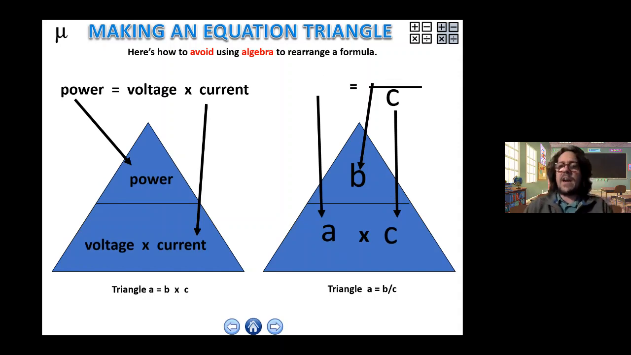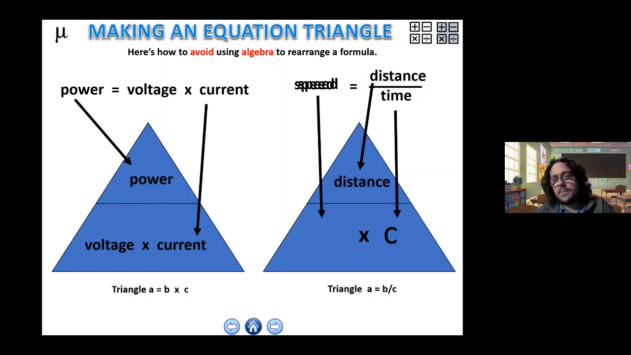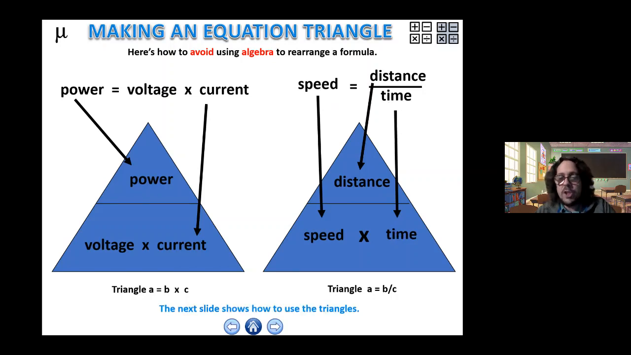So this is an example that you're very familiar with, and you'll be familiar with this one from maths. Speed is distance over time. So we can easily put that into a formula triangle like so. So you need to get good at constructing formula triangles.